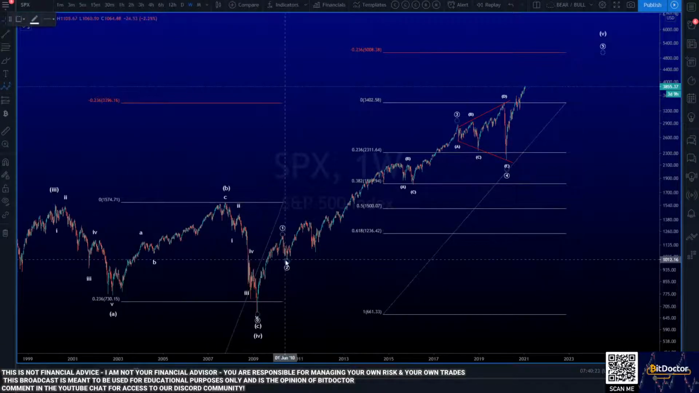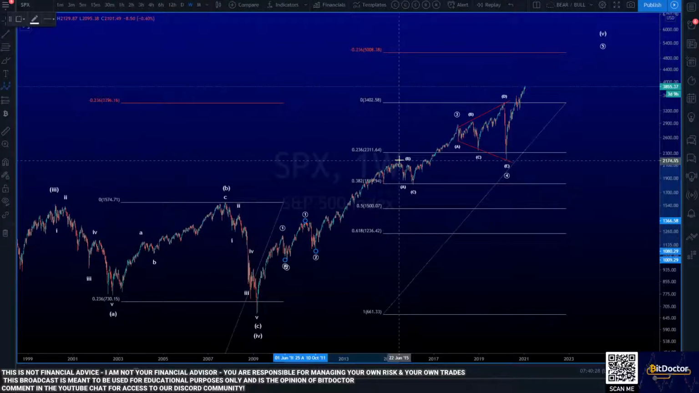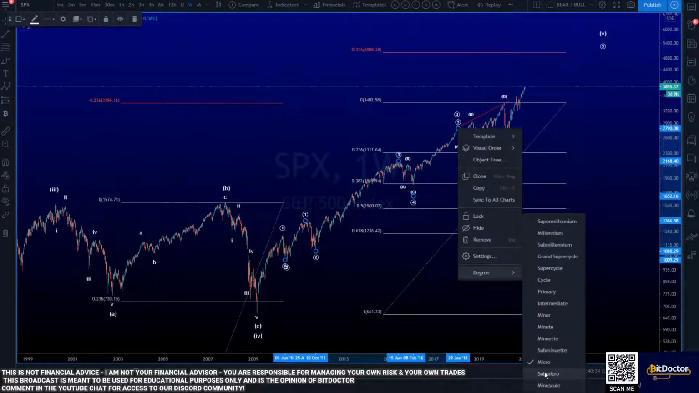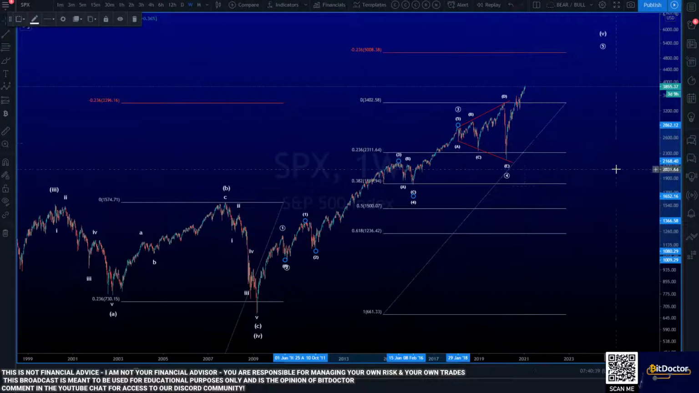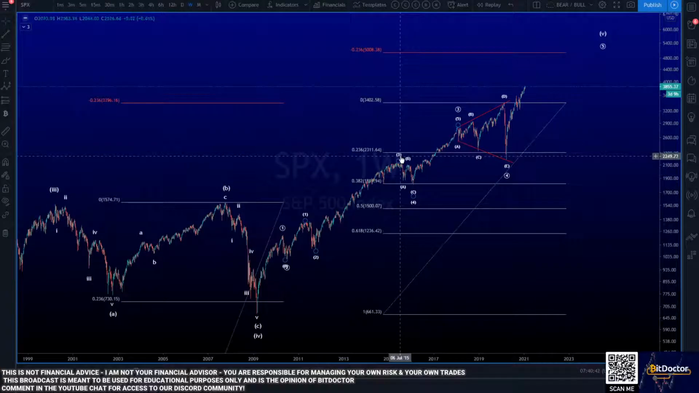What I can see from right here is we've got a little 1, 2, and I'm going to change the degree here in a moment, 3, 4, 5, on, again, a lower degree, okay? So put that guy there, move this guy up, squeeze him in, and this also fits pretty well. All right, so we've got a little 1, 2, 1, 2, 3, 4, 5, an expansion into the 3, A, B, C, D, E, an expanding wedge here into the 4, and then we're working on the 5. Okay, we're good with that so far?